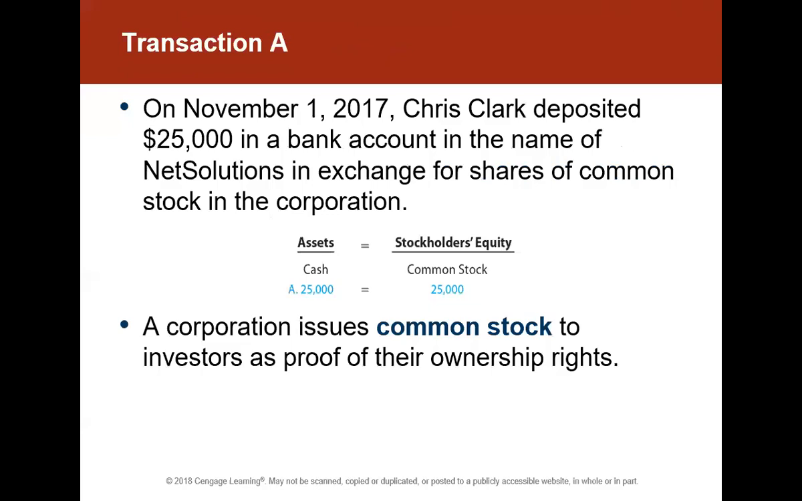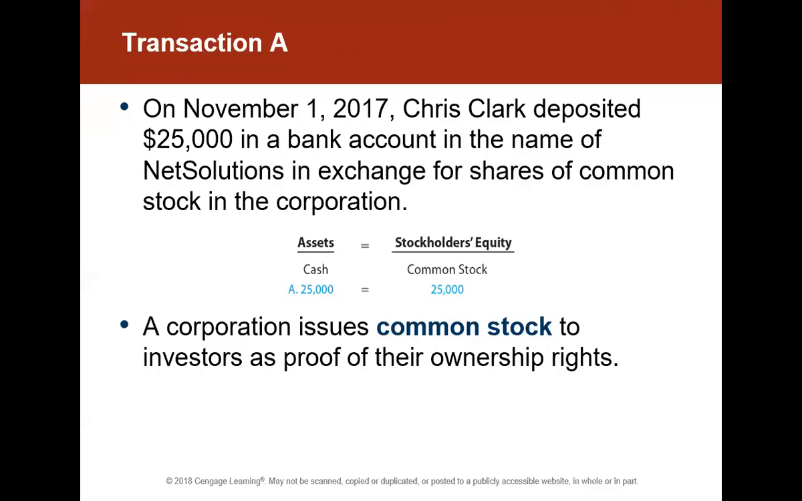So it gives us a transaction. On November 1st, Chris Clark deposited $25,000 in a bank account in the name of Net Solutions in exchange for shares of common stock. Okay. Well, we talked about common stock as ownership of the company. So he's saying, I'll give you $25,000 and I want $25,000 worth of stock. How's that affecting our business?